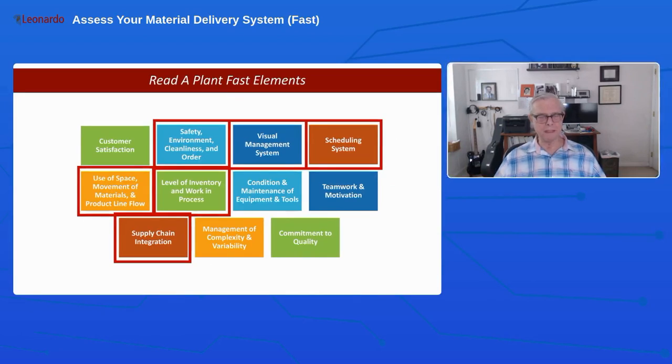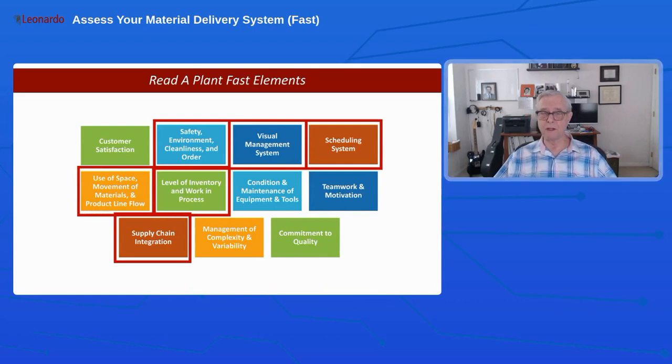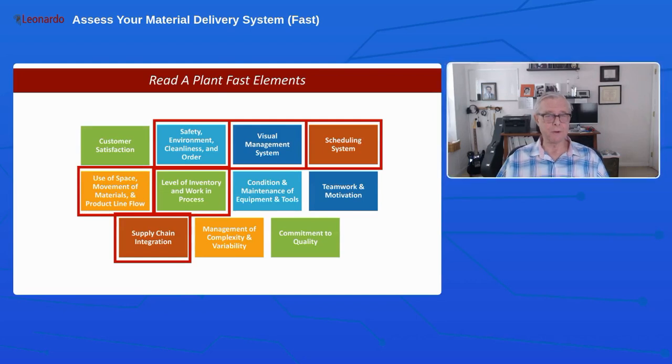So there are actually 11 categories that they were looking at or assessing during one of these assessments, or that this author is recommending. So you can see them here. So customer satisfaction, safety, environment, cleanliness, etc. And I've blocked off the ones that seem to apply more directly to materials. Maybe all of them could in some sense, but these are the ones that are most important. So safety, environment, cleanliness, and order, so kind of 5S. So from a material presentation or organization, that's important.